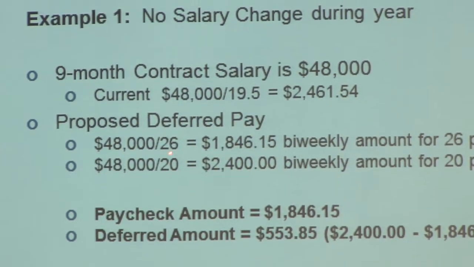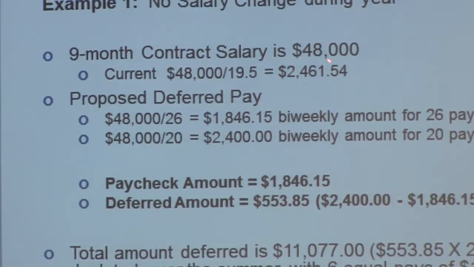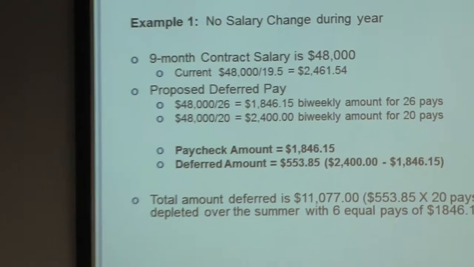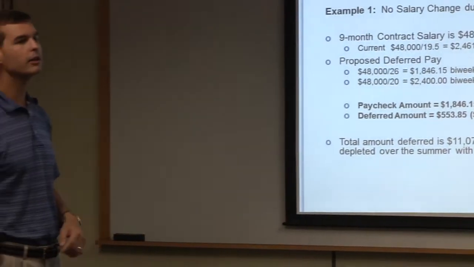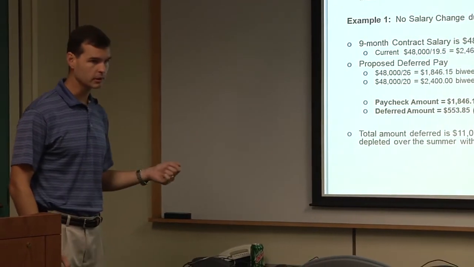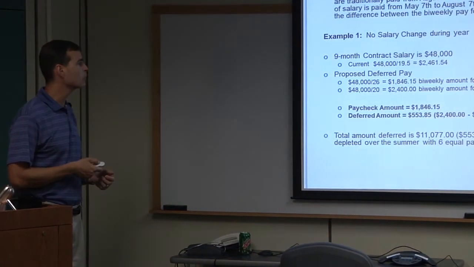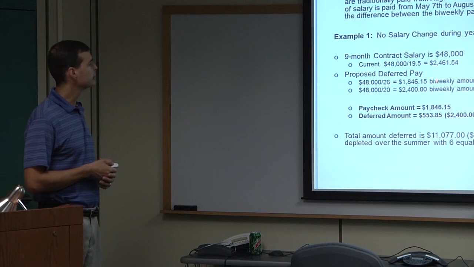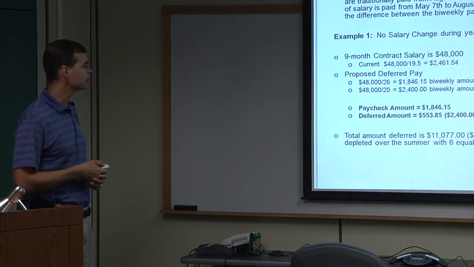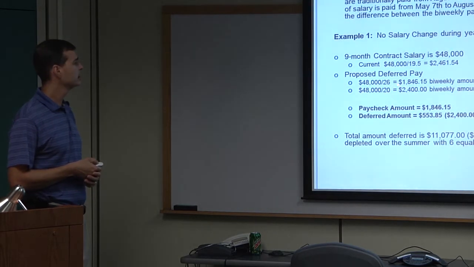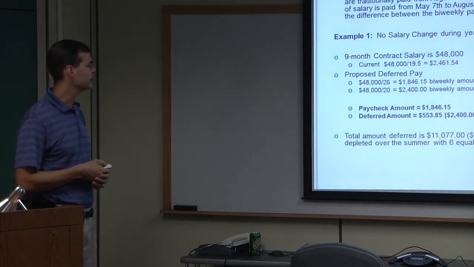Currently, we would divide that amount by the 19.5 to get this $2,461.54 amount. So if you weren't in this plan and you were making $48,000, that's what your gross pay would look like. So to calculate what it's going to look like if you are a participant in this plan, we would take that same $48,000 divided by 26 pay periods, and this is what you would get each pay period.